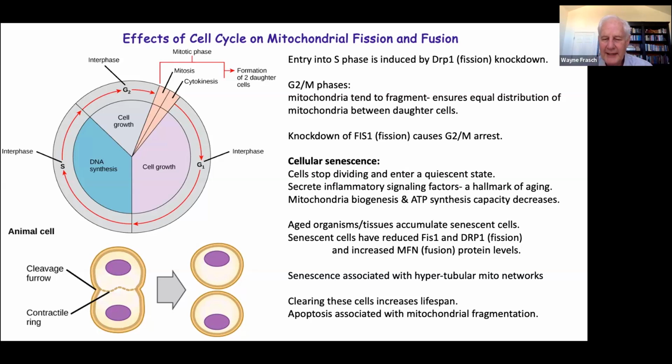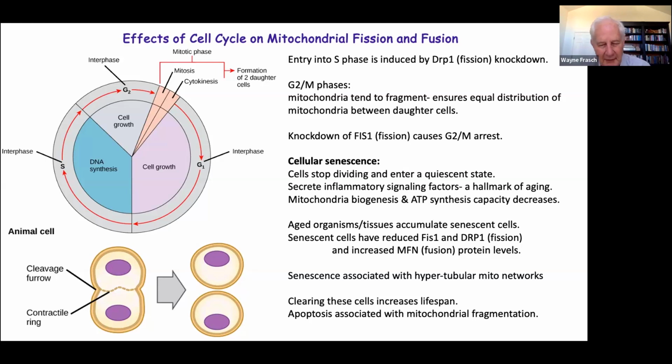Ultimately, they secrete inflammatory signaling factors that are a hallmark of aging. One of these is cytochrome C, that tells the cell, hey, your time is up. And so anyway, you end up having mitochondrial biogenesis, ATP synthase decreases, and if you have an organism that is starting to age, like we all are, then the tissues accumulate a lot of senescent cells.